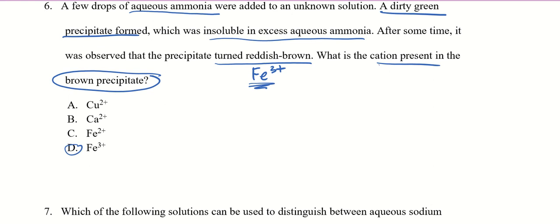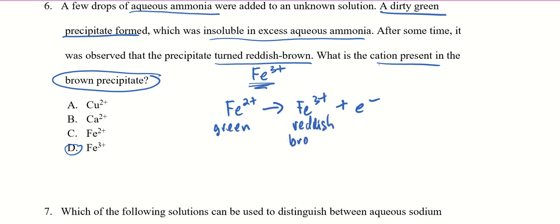Okay, now this is actually an oxidation process. The Fe2 plus, which is a green precipitate, becomes oxidized to Fe3 plus as it loses an electron. So this Fe3 plus is a reddish brown precipitate. Okay, it is oxidized because it loses an electron.